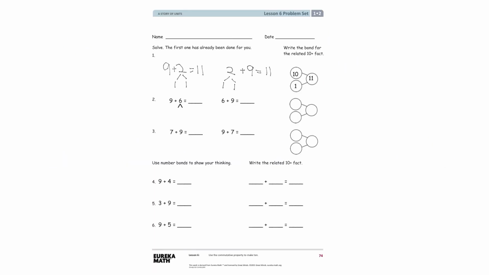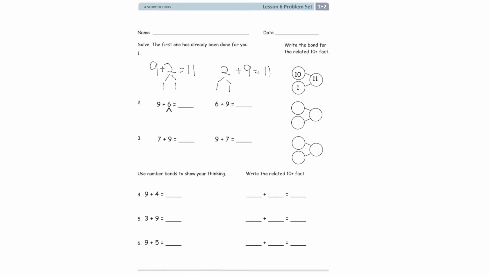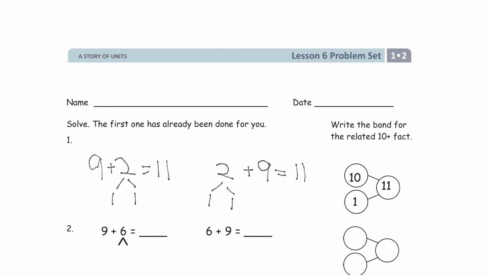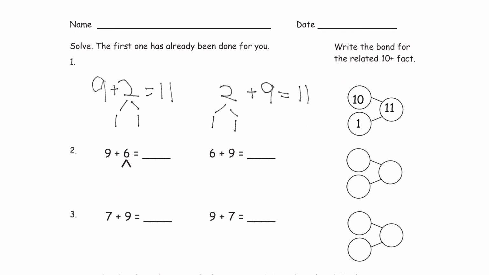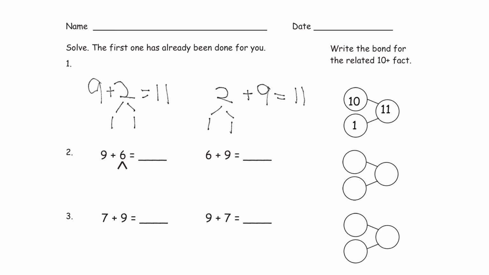All right, welcome back, boys and girls. So here is what your problem set should look like. Remember, up here at the top, we'll say Lesson 6, Problem Set 1.2. And again, that 1 is grade 1, 2 means Module 2. Let's take a look at numbers 1 through 3. Our directions read, solve. The first one has already been done for you. Then write the bond for the related 10 plus fact.